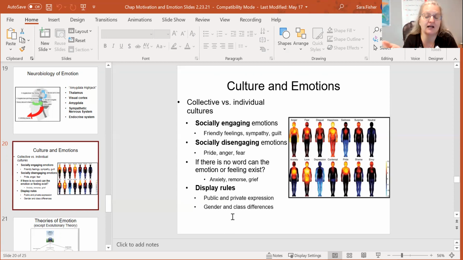I like to ask students, were you allowed to be angry at your parents? Your parents certainly didn't have any problem being angry at you, but many students say that they were not allowed to be angry at their parents, right? So, a teacher can be angry at their student, but the student needs to be very careful about how they express their anger towards their teacher. So you've got these private and public rules. You have class differences. Wealthier people are more subdued in their emotional expression. So that's what we mean by display rules.